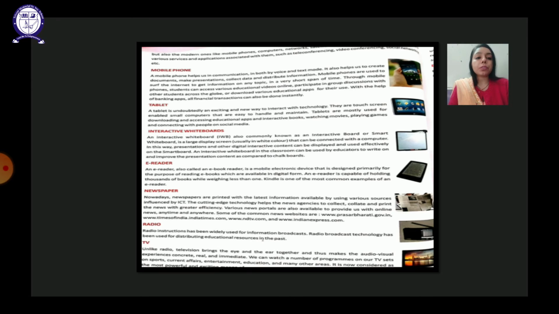And even if we have the online websites also, like prasarbharati.government.in, timesofindia.indiatimes.com, where we can have the e-newspaper also, even if you have no access to the physical paper, right? Next we have is radio.